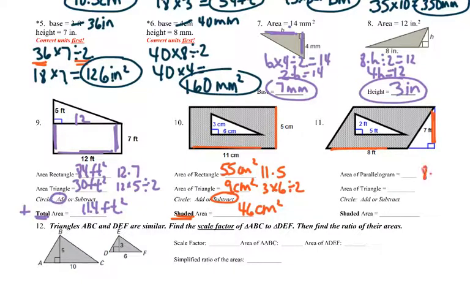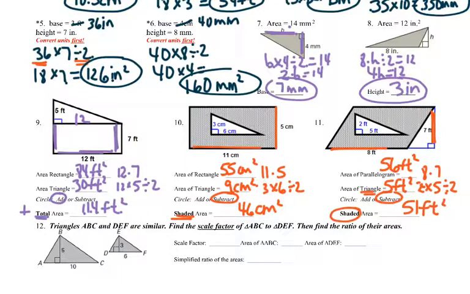Again, with a parallelogram this time, 8 times 7 is 56 feet squared. Just make sure that you're dividing by 2 on the triangle and not dividing by 2 on parallelograms or rectangles. This is going to be 5 feet squared. Shaded is subtract, 51 feet squared. So again, shaded, subtract; total, add.